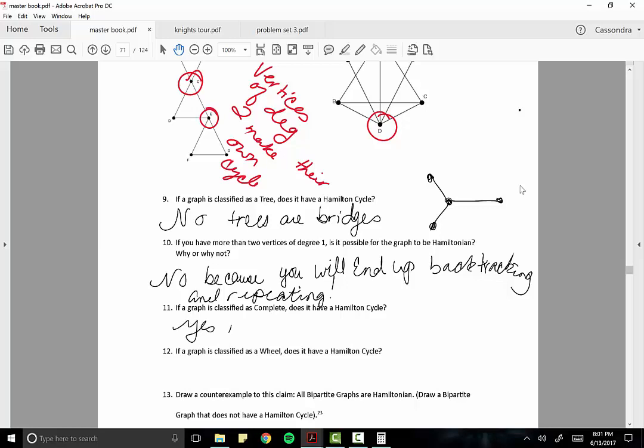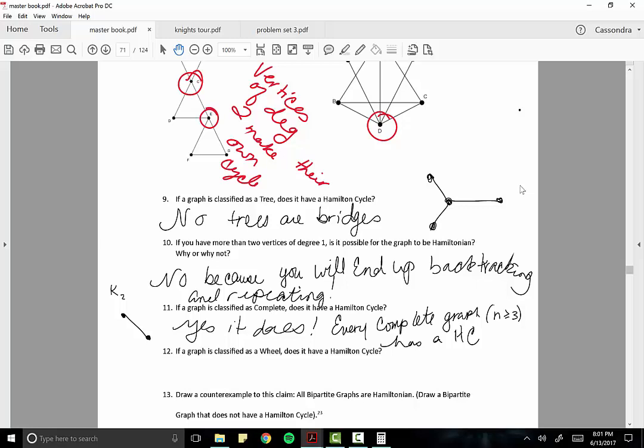Yes, it does. I'm responding to: if a graph is classified as complete, does it have a Hamilton cycle? Yes, it does, and we have a formula to figure it out. Every complete graph, n greater than or equal to 3, has a Hamilton cycle. I'm saying n is greater than or equal to 3 because this is K2 right here, and it clearly doesn't have a Hamilton cycle. It has a Hamilton path, but no cycle.